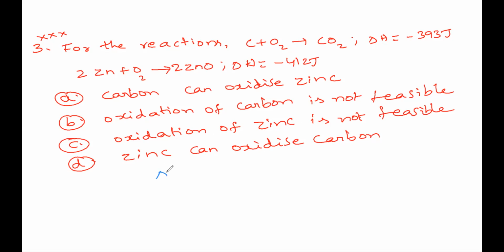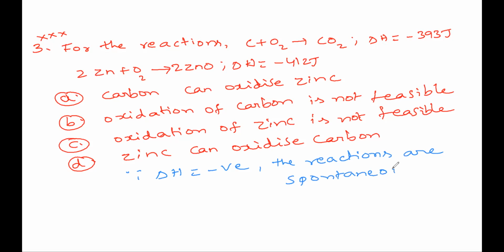So delta H negative shows that the reaction is spontaneous. Since delta H is negative for both reactions, the reactions are spontaneous. In both cases delta H is negative, so they are exothermic reactions. So both the reactions are spontaneous.